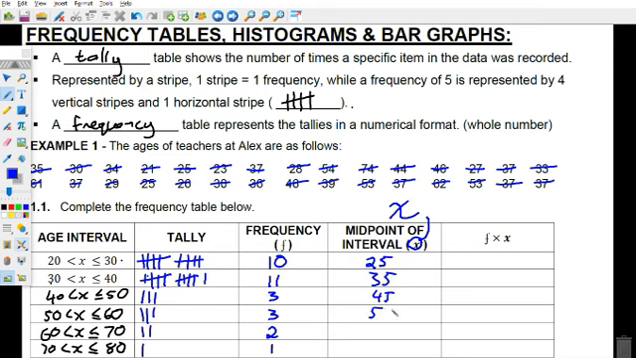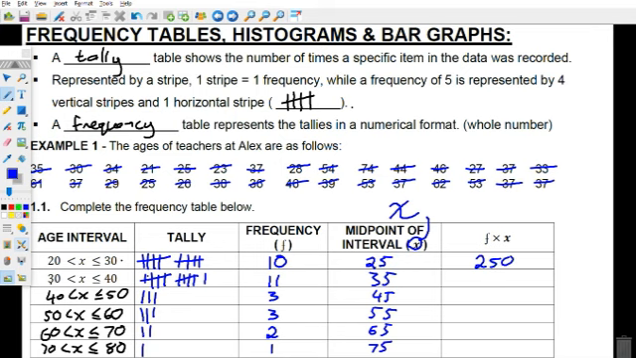45, 55, 65, and then 75. Okay, so what we've done now, we've taken all our data points and put them into intervals, so we have grouped our data. Now, this little thing here, we're going to say f multiplied by x, so the frequency multiplied by my midpoint. So 10 times 25 is going to be 250.